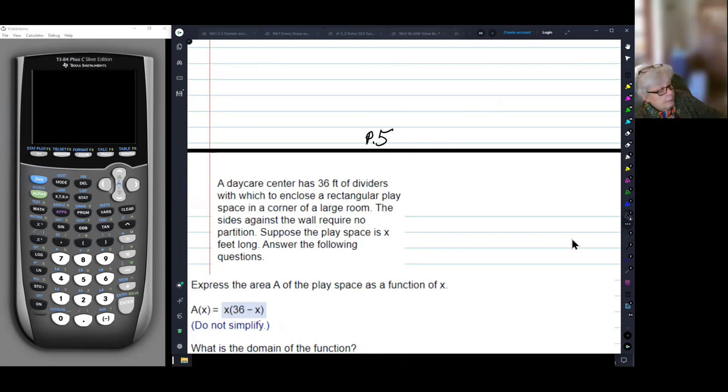Let's read the story. Let me have a drink of water. A daycare center has 36 feet of dividers with which to enclose a rectangular play space in a corner of a large room. The sides against the wall require no partitions. Suppose the play space is X feet long. Answer the following questions.